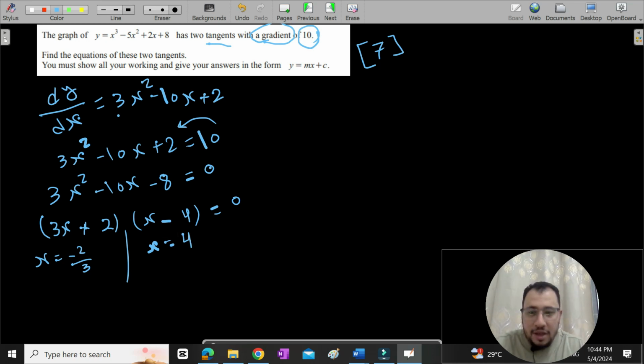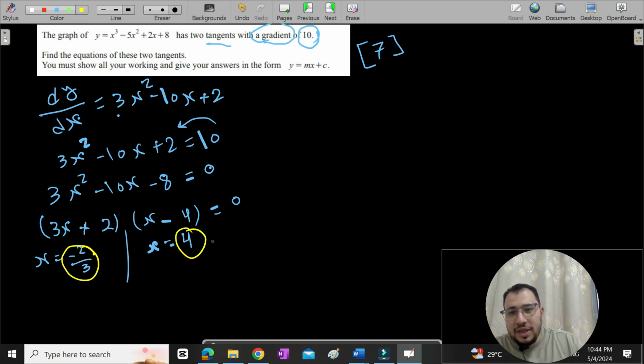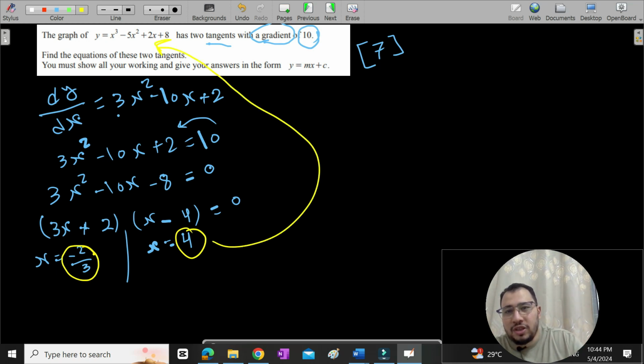Great. Now let's take a look at this. We got the values of x. So what is the next logical step? The next logical step here is to get the values of y and to get the points of tangency. So how can you get the values of y? By taking these values and substituting them back in the original function here.